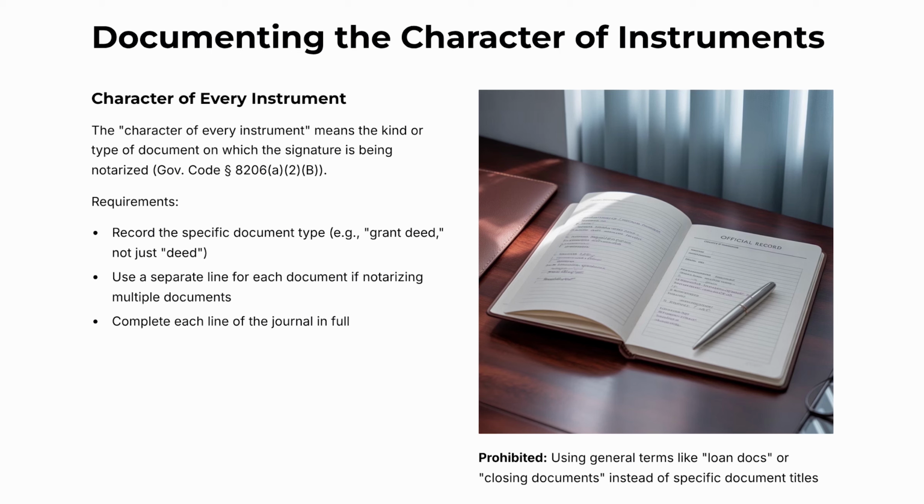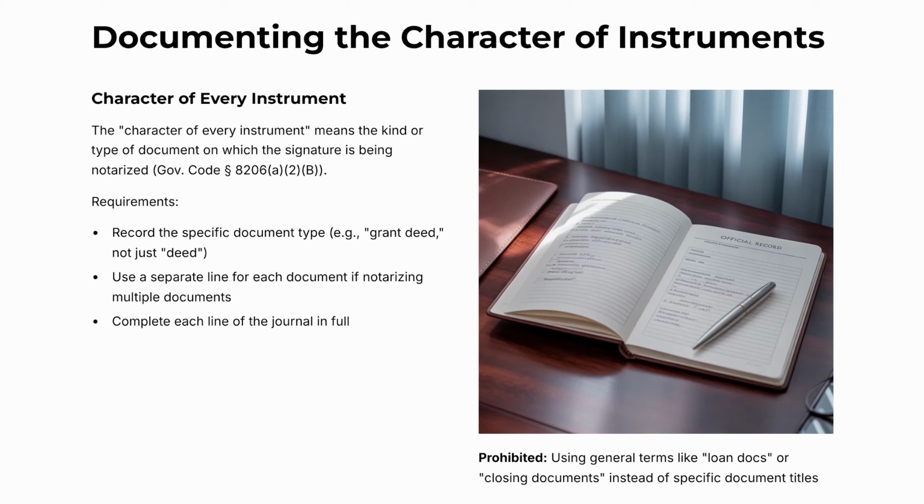of act performed. For example, most signatures on grant deeds are acknowledged. The journal entry for a grant deed will describe the character of the instrument as a grant deed and type of notarial act performed as an acknowledgment. If more than one document contains notarized signatures, the notary public must record the title or character of each document. A separate line must be used for each document.